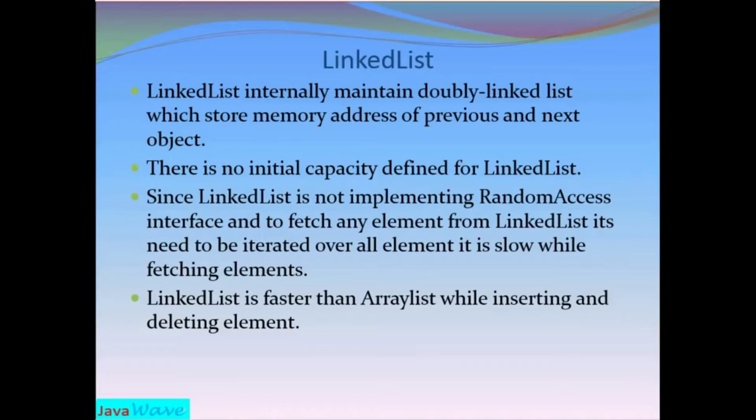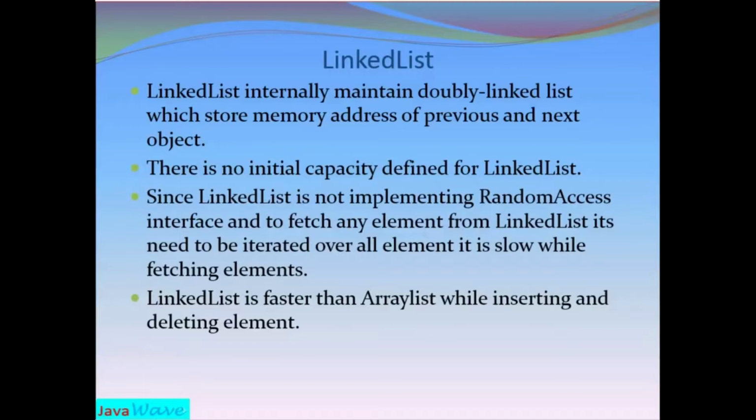So we saw ArrayList. Let's try to understand LinkedList also. LinkedList internally maintains a doubly linked list which stores the memory address of the previous and next object. So there will be a node kind of structure which will store the memory address of the previous node and next node as well as the actual data value. And there is no initial capacity defined for LinkedList, which was the case for ArrayList.